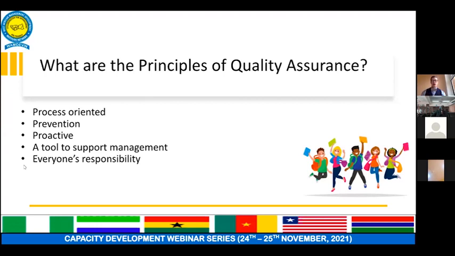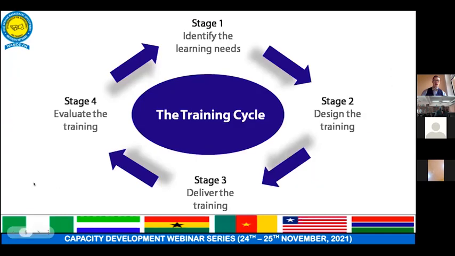The second main area that I want to think about here is quality assurance is important when we are developing our courses, developing our training and our programs. And many of us will be familiar with this, which is the training cycle, which is the second part of what we're focusing on today.